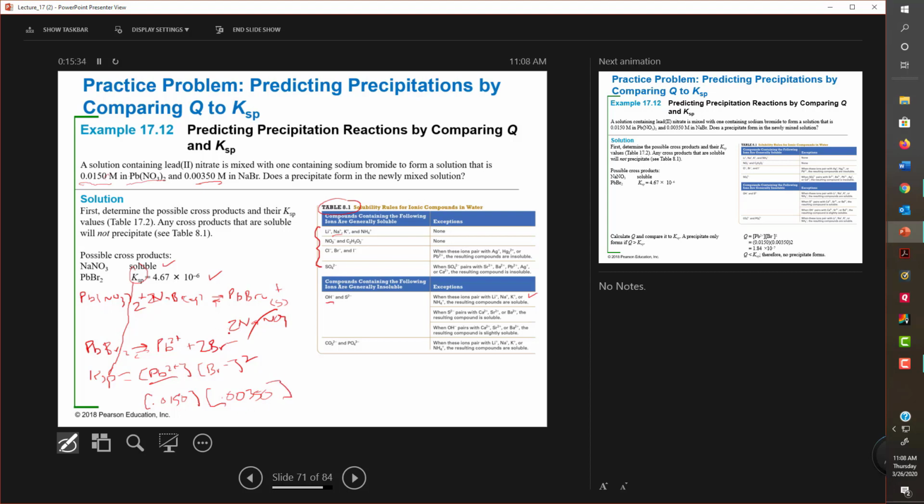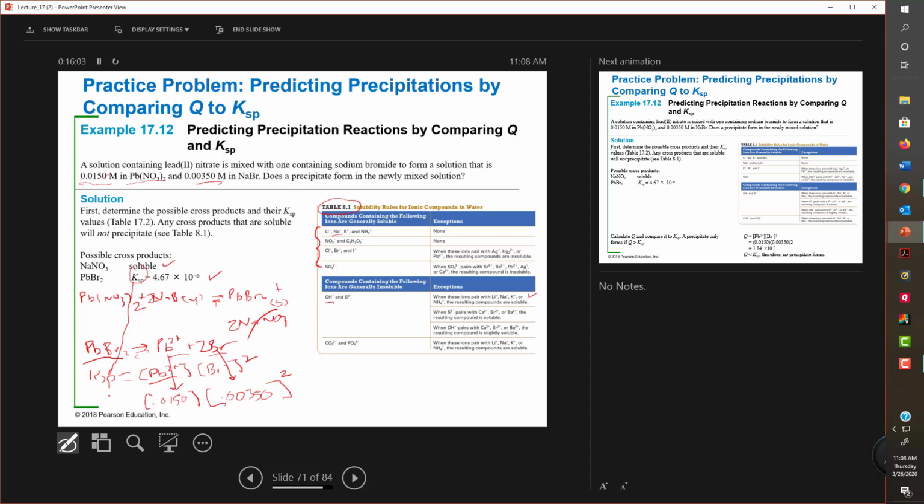No, because we're not starting with lead(II) bromide and making this. We have this concentration of the bromide and we have this concentration of the lead(II) ion. Now, we do need to square this. But now what we need to find out is, when we calculate this, that's going to be Q, because this is initial concentrations, not equilibrium.